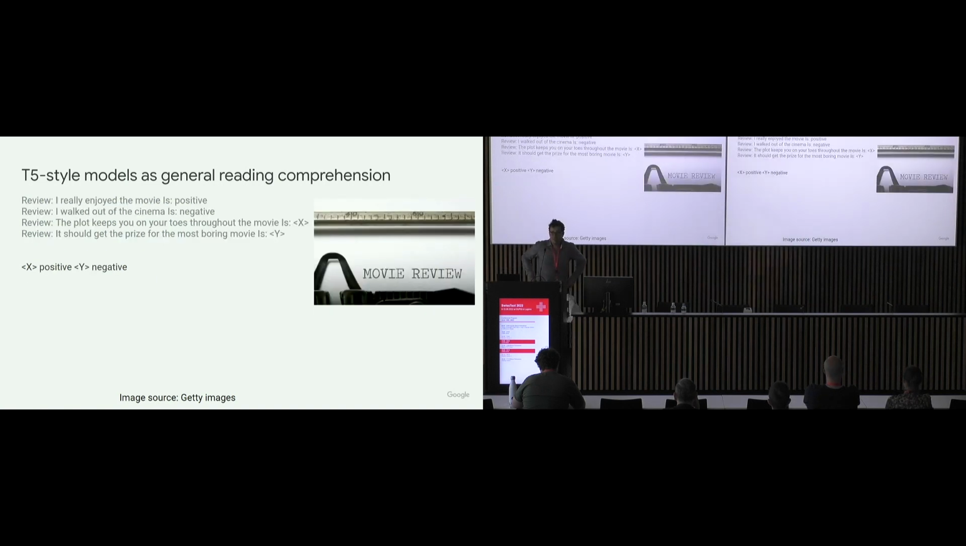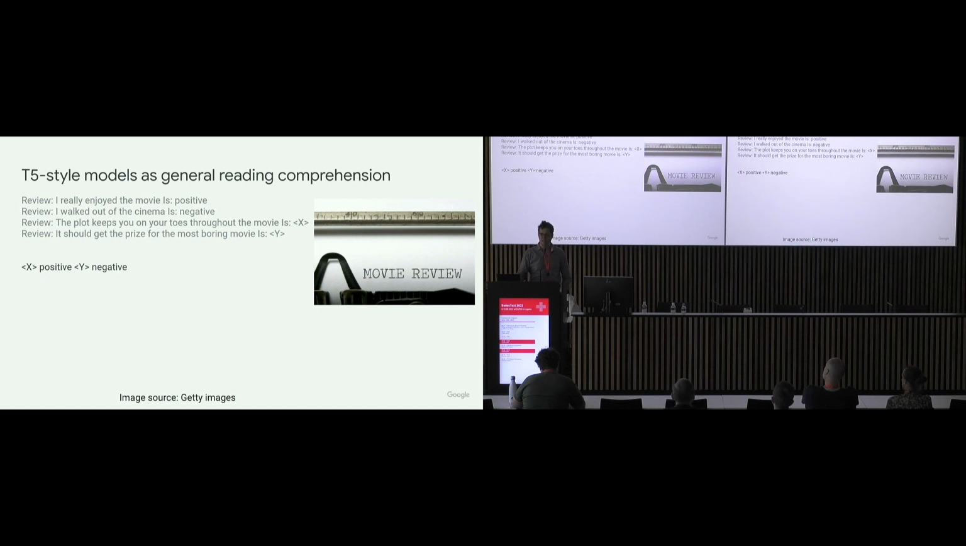It's also possible to use these models in what is called few-shot learning. In few-shot learning, you provide a few examples of the tasks you want them to solve, and then you provide the real inputs that you need the classification for. Like in this example, I wrote, I really enjoyed this movie, it's a positive review. I walked out of the cinema, it's a negative review. And then I asked the model, how about the next 2? The plot keeps you on your toes throughout the movie, what is it? And it should get the prize for the most boring movie, what is it? And again, it gets it right. It decides the third one is positive and the fourth one is negative.